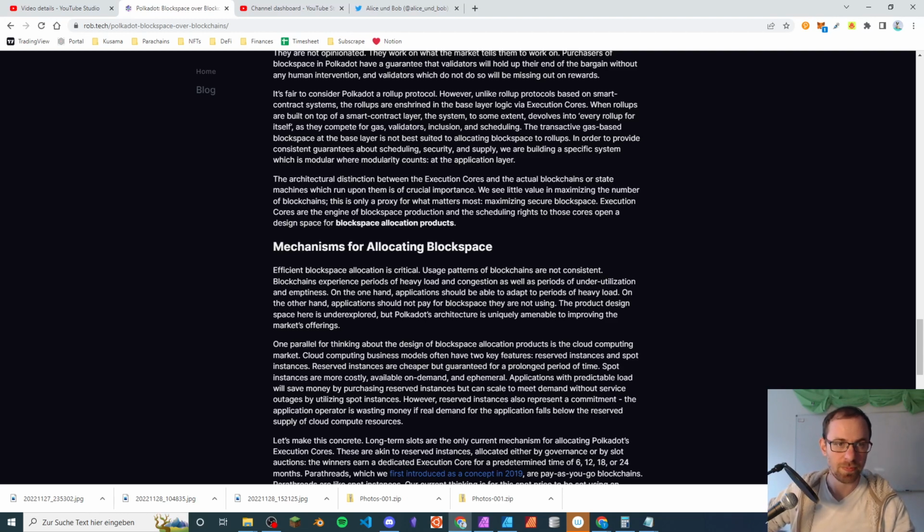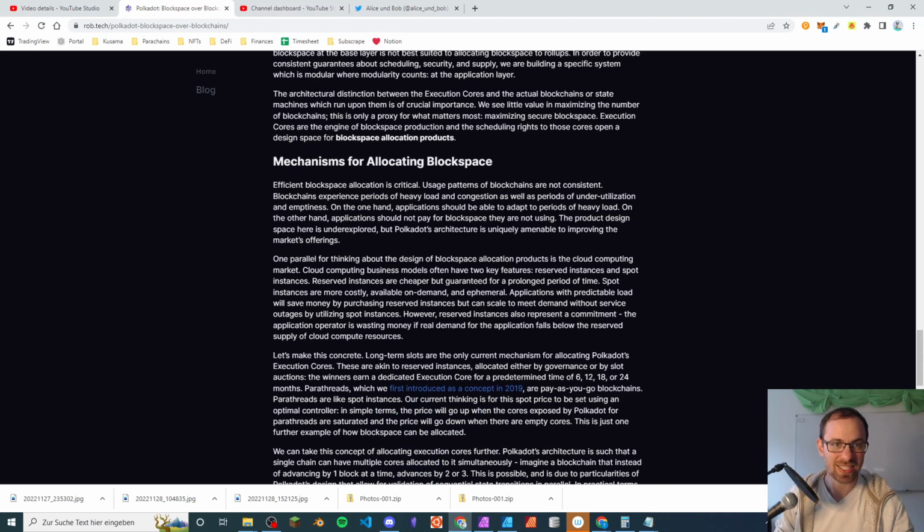So when rollups are built on top of a smart contract layer, basically what we see on Ethereum, the system to some extent devolves into every rollup for itself. They have to fight and compete for gas, for validators, for inclusion, and for scheduling. Scheduling also means, do they have a continual inclusion? The transactive gas-based block space at the base layer is not best suited to allocating block space to rollups. Yeah? And so basically it is making the argument now that Polkadot can provide consistent guarantees, which is also another good argument for good quality block space, about scheduling, security, and supply.